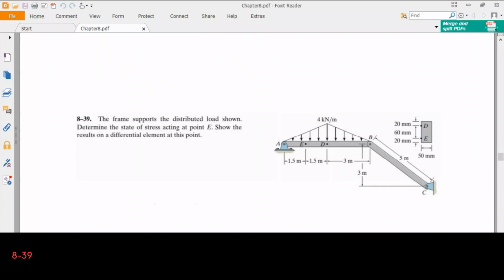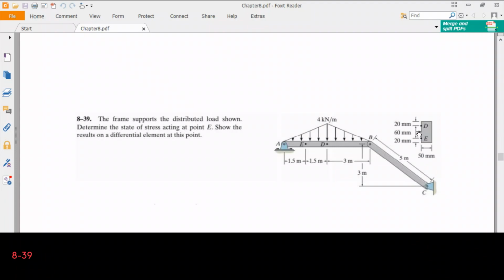Okay, our problem is 839. The frame supports the distributed load shown. Determine the state of stress acting at point E. Show the results on a differential element at this point. So we have a frame, we have a distributed load acting on it. So linearly increasing one up to 4 kilonewtons per meter, and then it decreases to 0 at point B. There is another member which doesn't have any load on it, and we are asked for the state of stress.